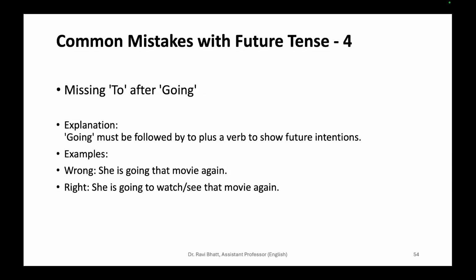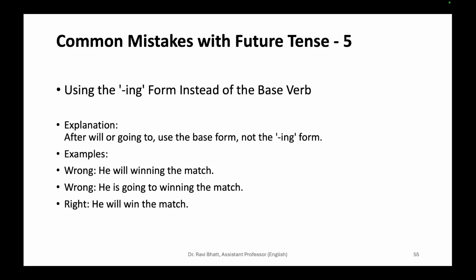The next is missing to after going. Okay, so going must always be followed by to plus a verb to show future intentions. Now, for example, when I say "she's going watch that movie again" or "she's going see that movie again," this will be grammatically incorrect. The right would be "she's going to watch that movie again." "She's going to see that movie again."